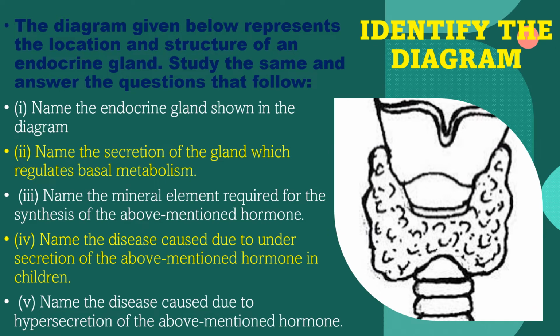Next question, identify the diagram. Which diagram is this? This is thyroid gland. Yes, diagram based questions we can discuss. The diagram given below represents the location and structure of an endocrine gland. Study the same and answer the questions that follow. First question, name the endocrine gland shown in the diagram.